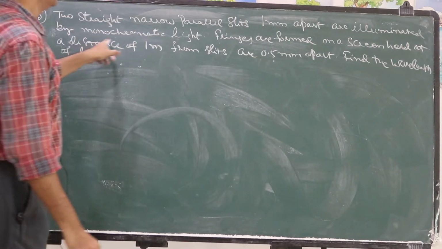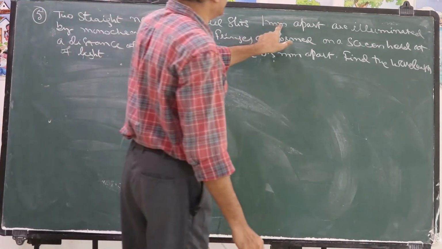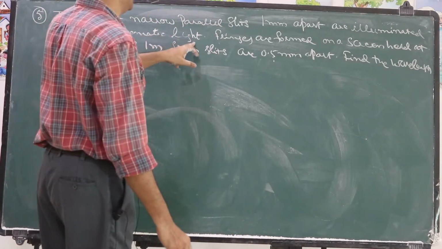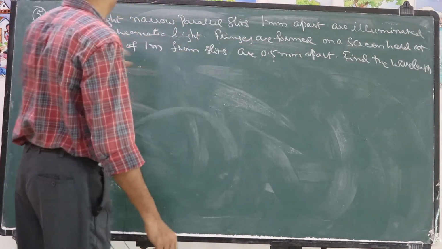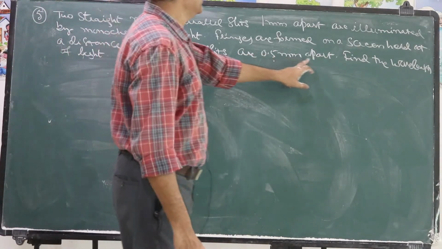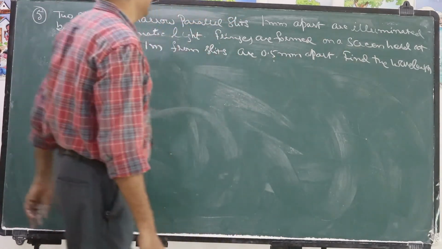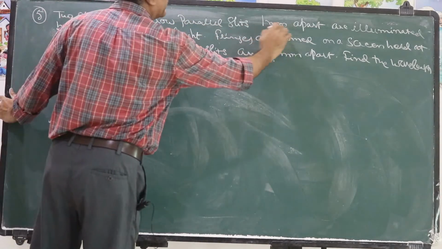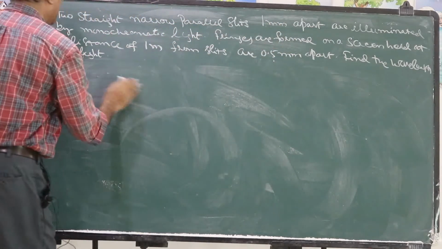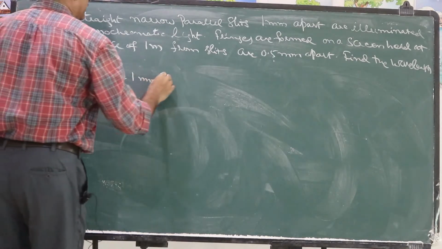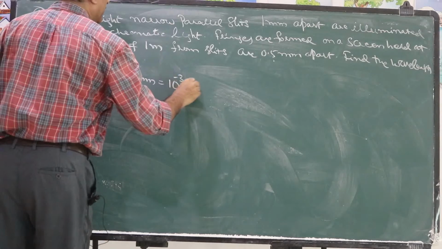Two straight narrow parallel slits 1 millimeter apart are illuminated by monochromatic light. Fringes are formed on a screen held at a distance of 1 meter from the slits, 0.5 millimeter apart. Find the wavelength of light. So the two slits are separated by a distance of 1 millimeter. So we have to take 2d is equal to 1 millimeter, that is 10 power minus 3 meter.